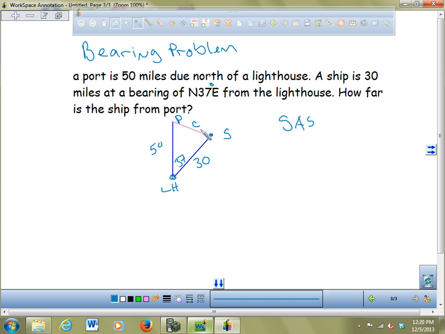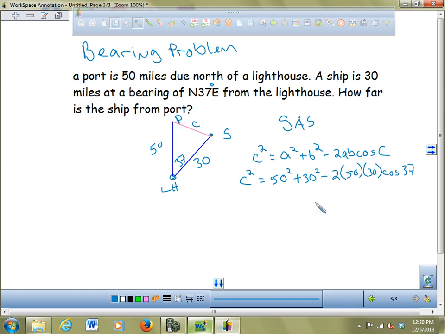If I call this side C, then C squared equals A squared plus B squared minus 2AB cosine of C. So you leave C squared by itself. A squared is 50 squared, plus 30 squared, minus 2 times 50 times 30 times the cosine of 37. I want to show you a mistake that lots of people make.